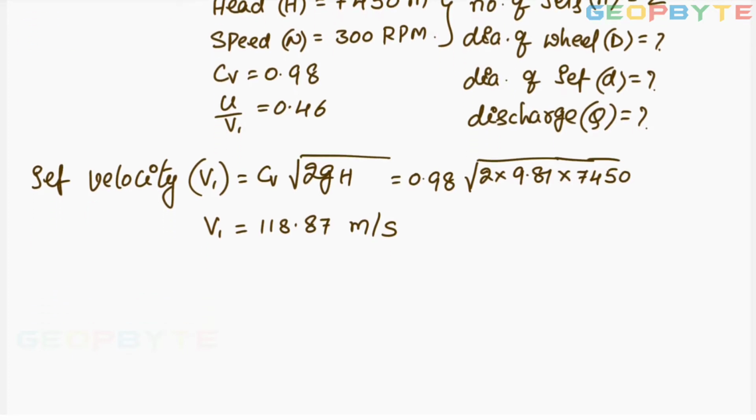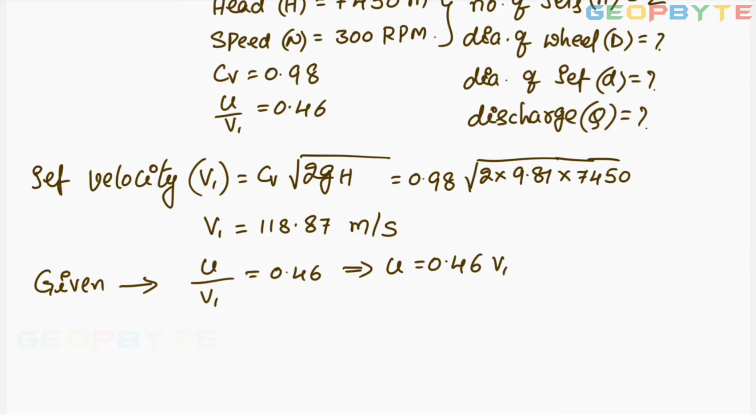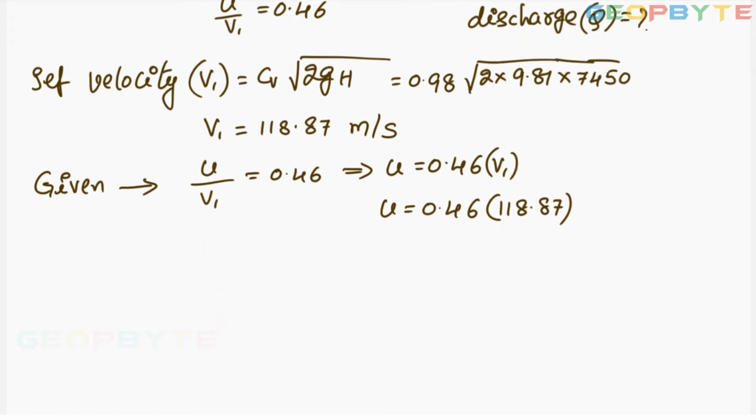From this we can find the blade speed. U by V1 equal to 0.46 is given. From this blade speed U equal to 0.46 into V1, 118.87. Simplify this value for getting U equal to 54.68 meters per second.